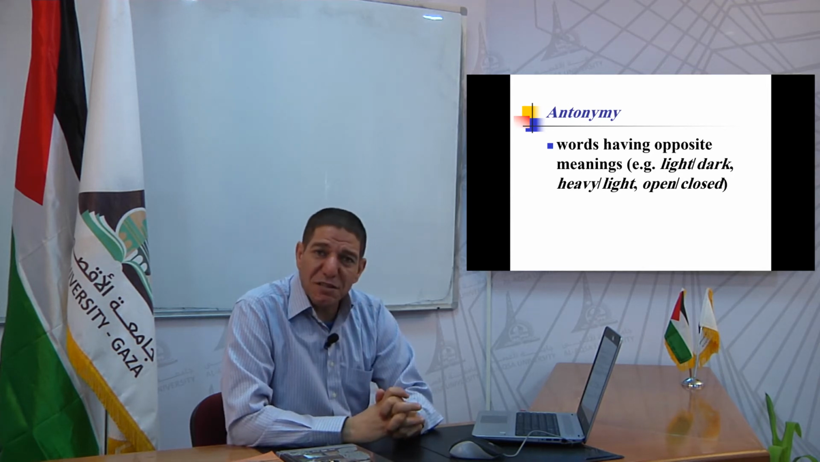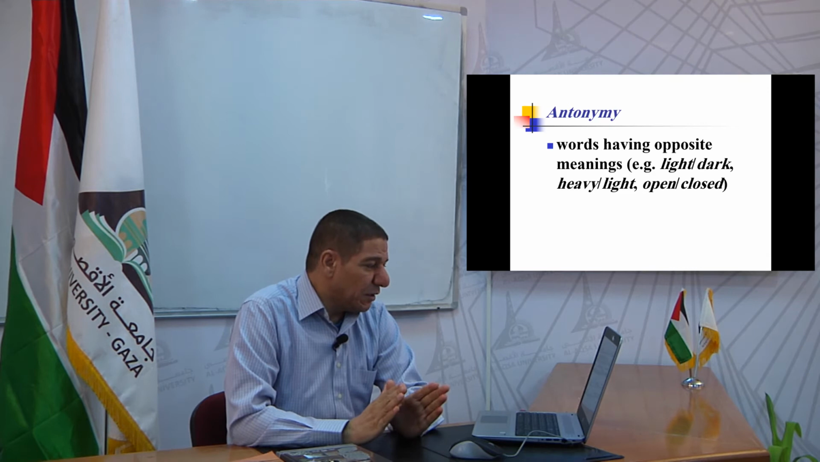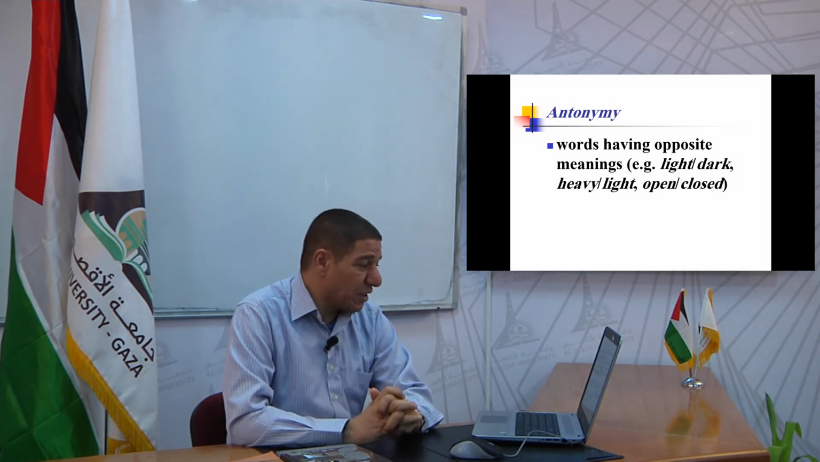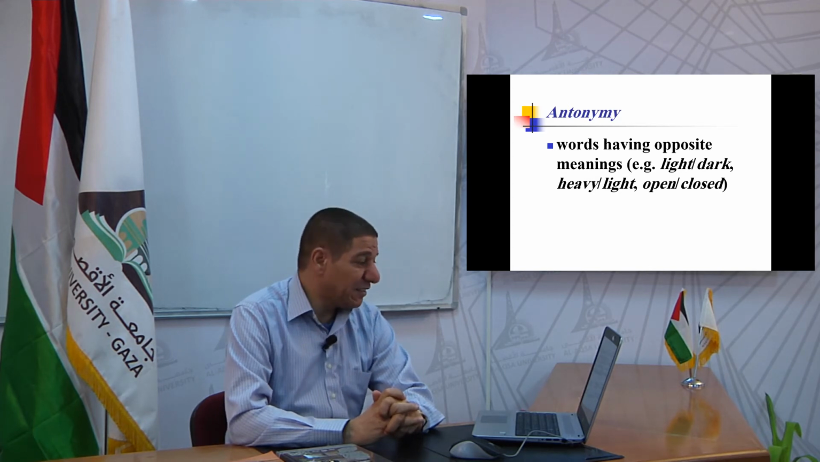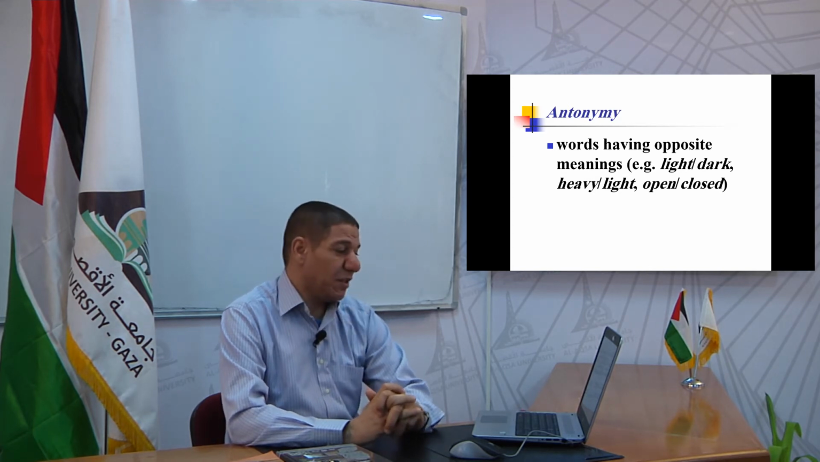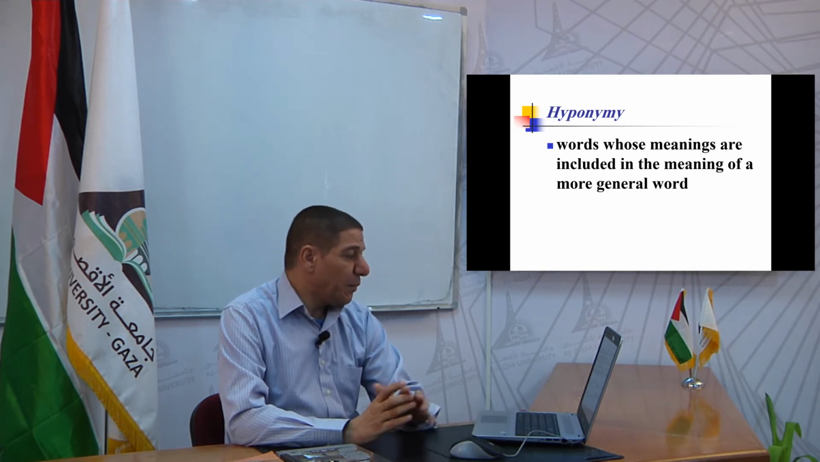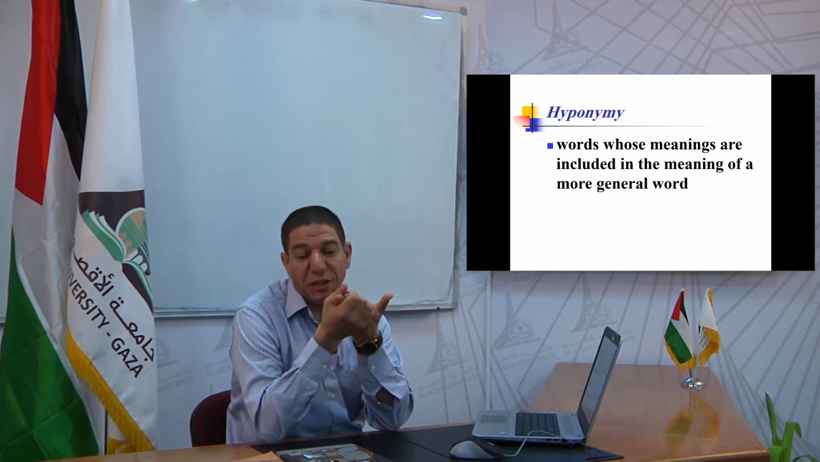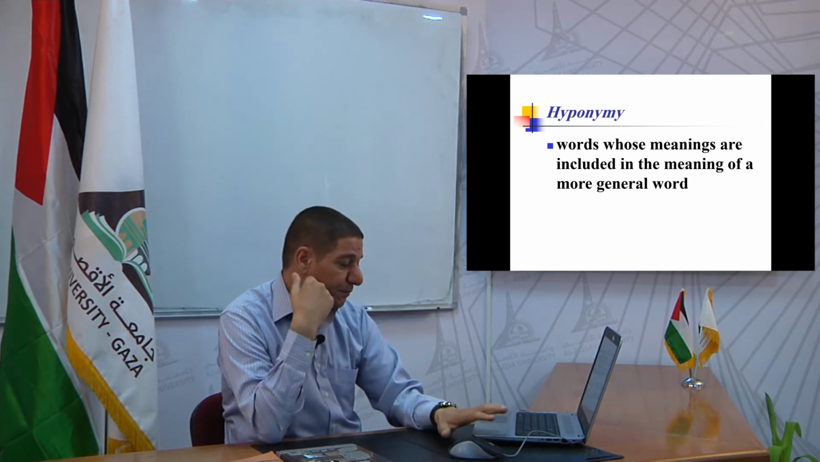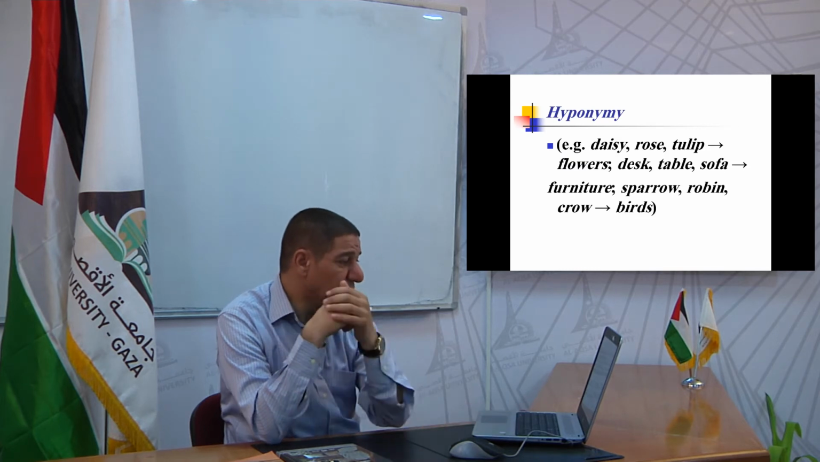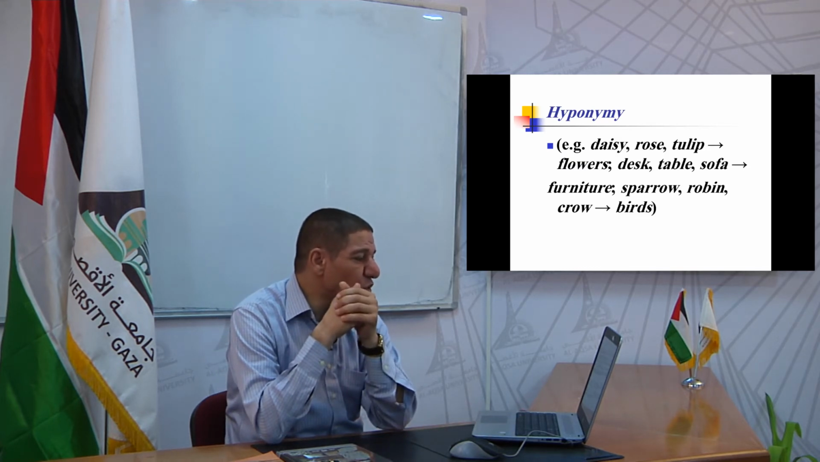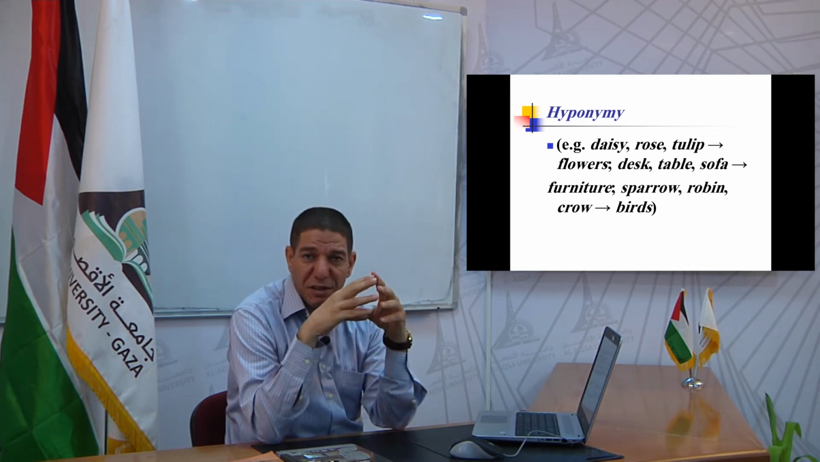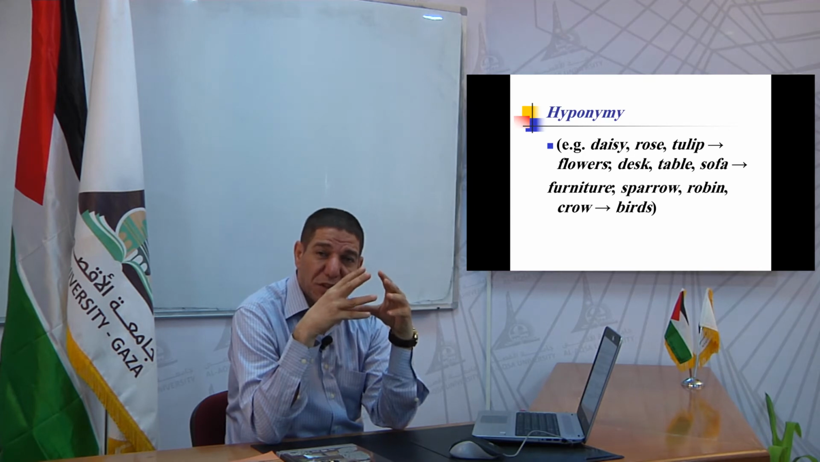In order to understand synonymy, it's good to understand antonymy. Antonymy: words having opposite meanings: light, dark, heavy, light, open, closed. Okay? Hyponymy: words whose meanings are included in the meaning of a more general word. The example: daisy, rose, tulip, all these are within the hyponymy word, which is flower.